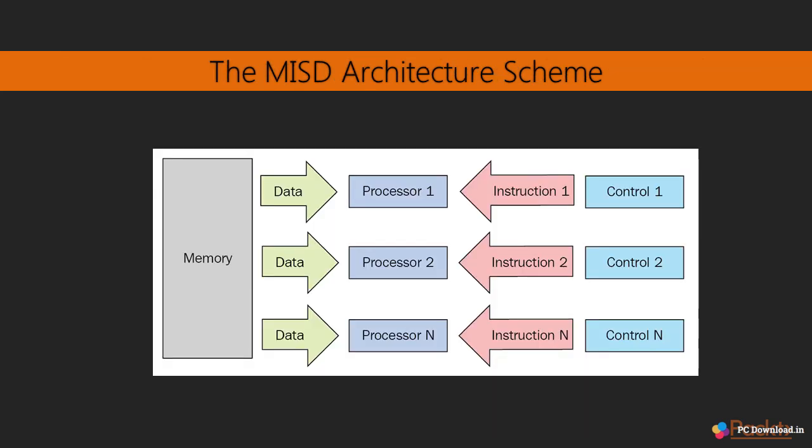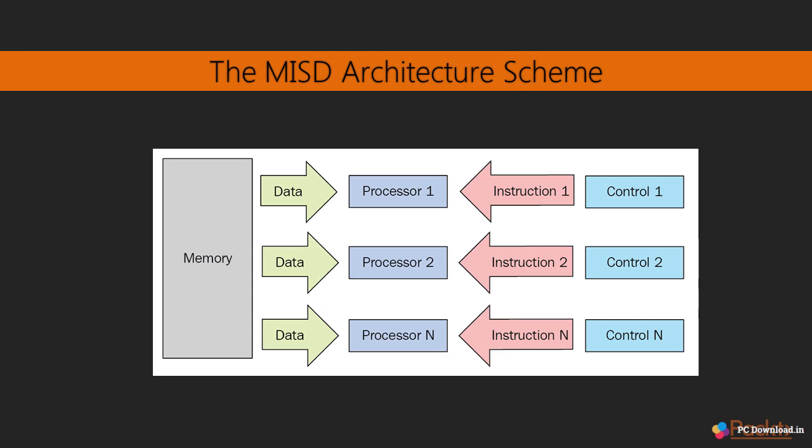In this model, N processors, each with their own control unit, share a single memory unit. In each clock cycle, the data received from the memory is processed by all processors simultaneously, each in accordance with the instructions received from its control unit. In this case, the parallelism, instruction-level parallelism, is obtained by performing several operations on the same piece of data.